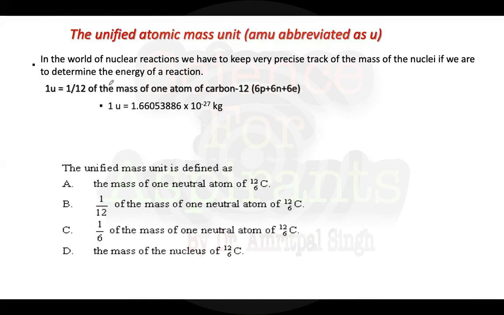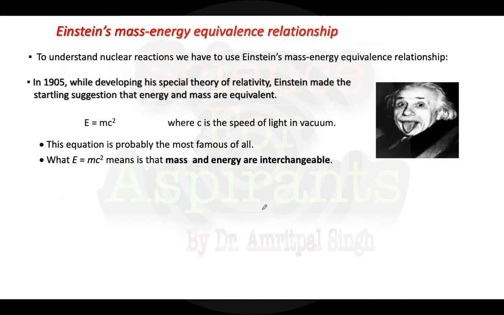So what is one atomic mass unit? One atomic mass unit is 1/12 of the mass of one atom of carbon-12, which has 6 protons, 6 neutrons, and 6 electrons. And the value of one atomic mass unit is equal to 1.67 times 10 to the power minus 27 kilogram. So the correct option is that one unified atomic mass unit is equal to 1/12 of the mass of one neutral atom of carbon-12.